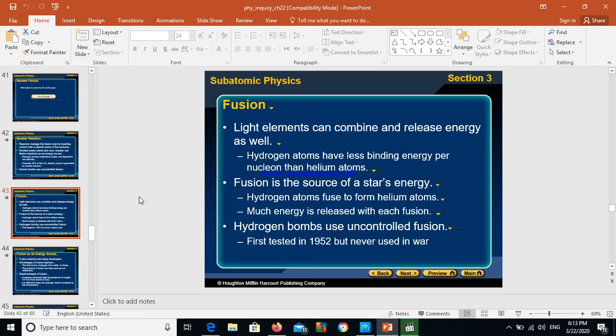Fusion. What is the difference between fission and fusion? Light elements can combine and release energy as well. Hydrogen atoms have less binding energy per nucleon than helium atoms. Fusion is the source of the stars' energy. Hydrogen atoms fuse to form helium atoms. Much energy is released with each fusion. Hydrogen bombs use uncontrolled fusion, first tested in 1952 but never used in war.